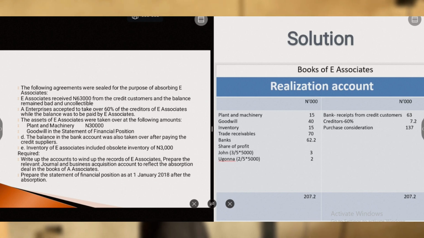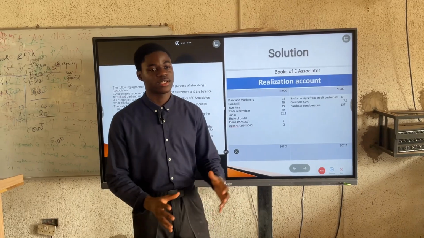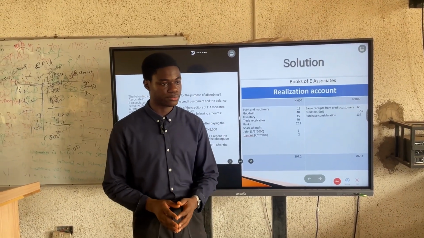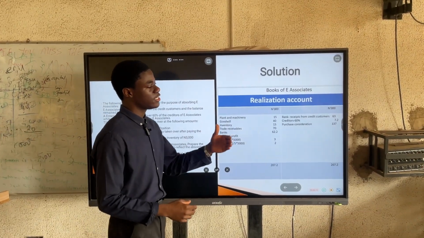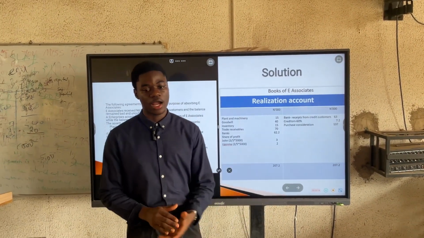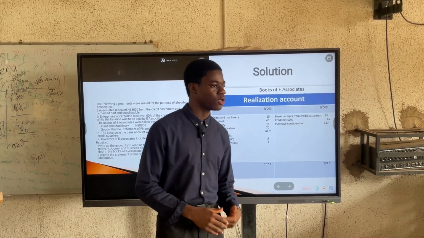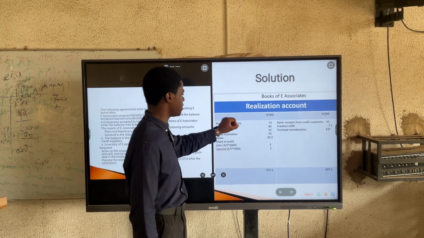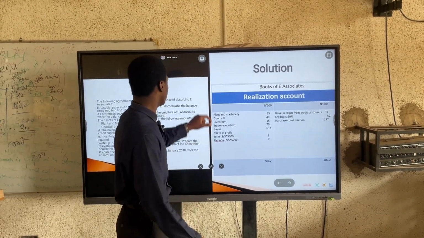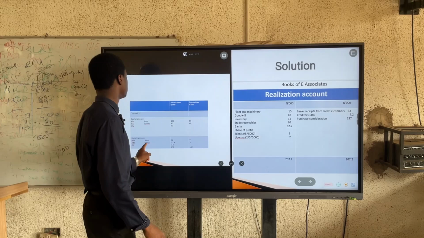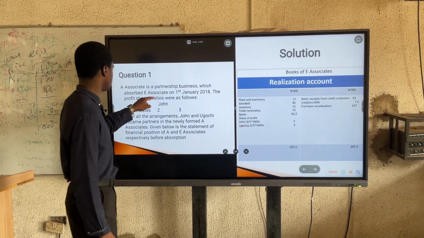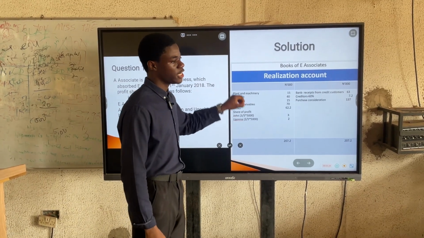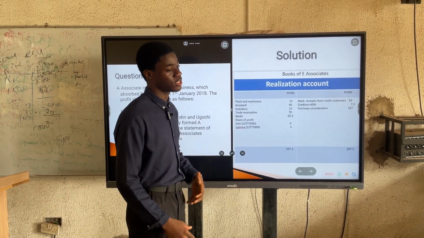Like I said, we have two partners, right? The absorbing partner and the absorbed partnership. The absorbed partner is going to be dissolved, and we need to account for that. How do we account for that? We account for that through dissolution, and the account that is created for that is the realization account, right? Now, if you notice in the question, it was said that E Associate is the partner that is being absorbed. So, looking at the solution, we're going to prepare a realization account for E Associate because it is the absorbed partner.